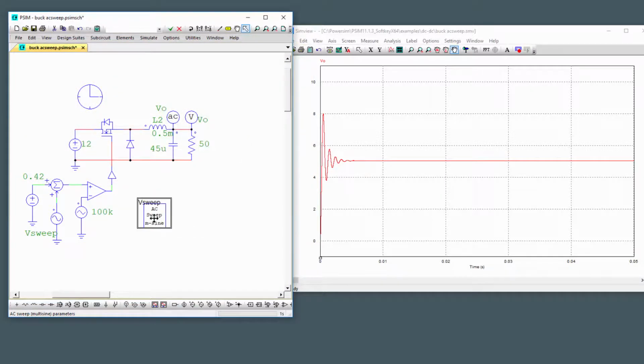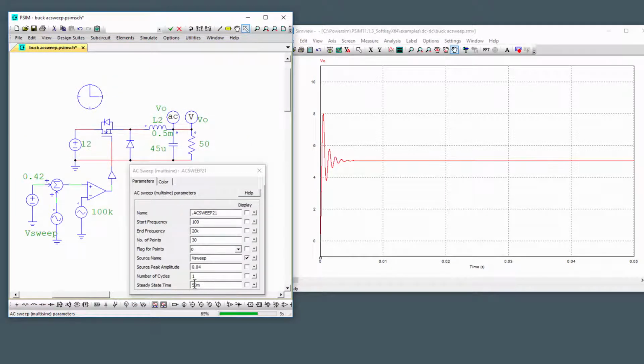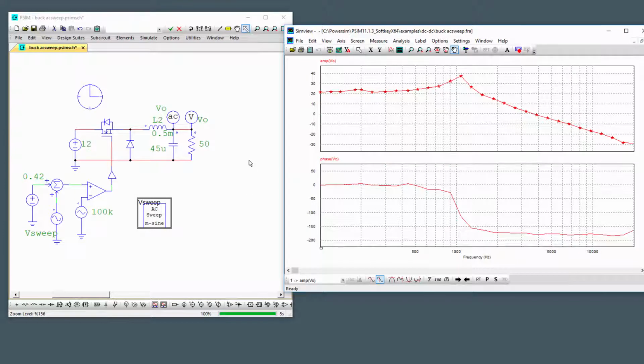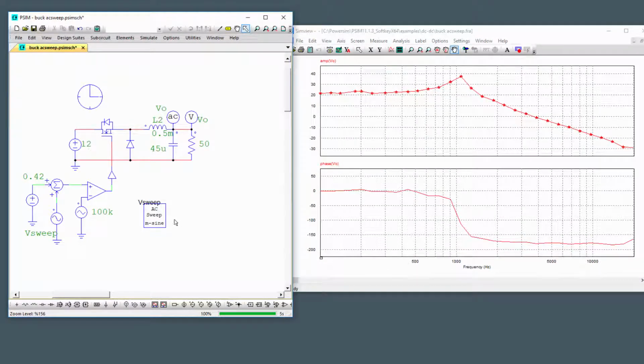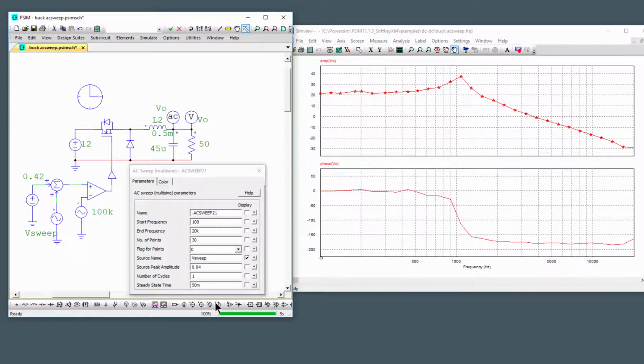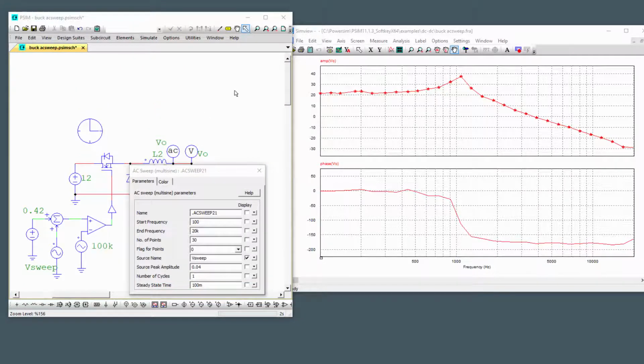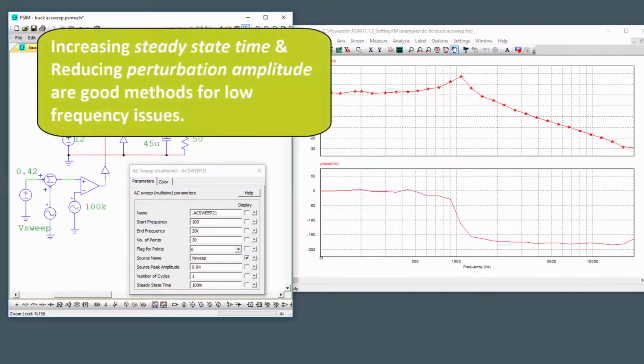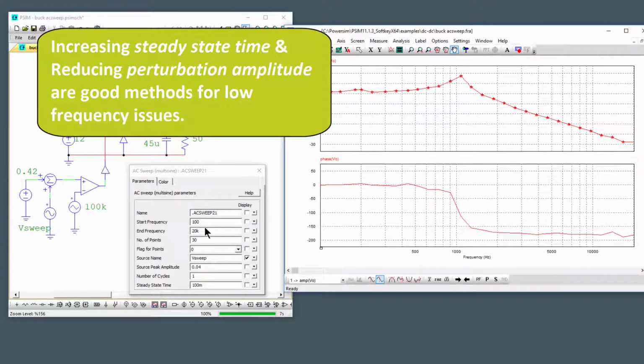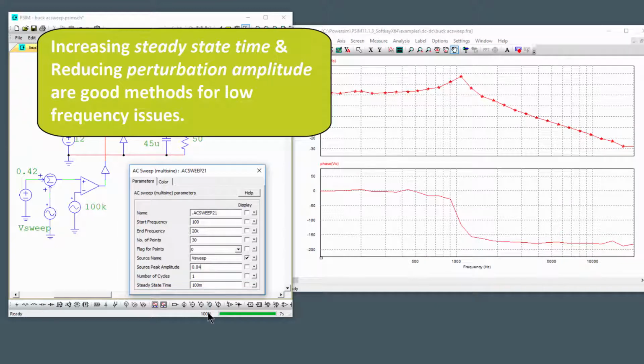and we should be looking pretty good now. So I changed the steady state time to 50 milliseconds, and we're starting to look a little bit better. We may want to even increase this further, so why don't we try 100 milliseconds to see what happens? In the end, tuning the frequency sweep is more a method of playing with things and seeing what happens, getting a better feel for the numbers.